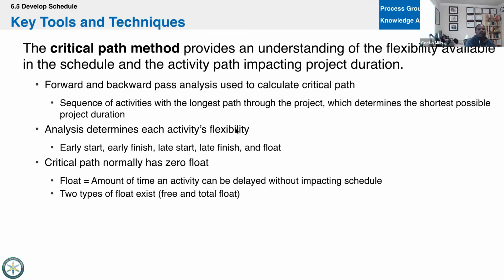Correct, because the critical path usually has a sequence of activities that will have mandatory dependencies, and those mandatory dependencies usually have a finish to start or finish to finish sort of relationship. So there is free float and total float. There's also project float, right? It says two types of float exist here. Let me add one that PMI will talk about, which is project float.